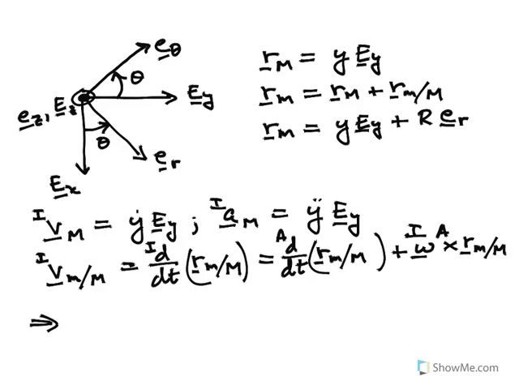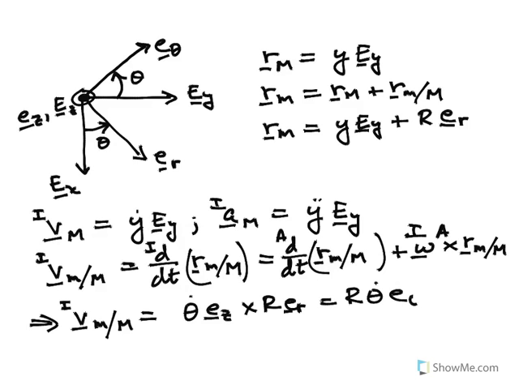And that gives that the velocity of little m relative to big M in the inertial frame. The first term here is 0 because r is constant. We get theta dot Ez crossed with R er, which is equal to R theta dot e theta.